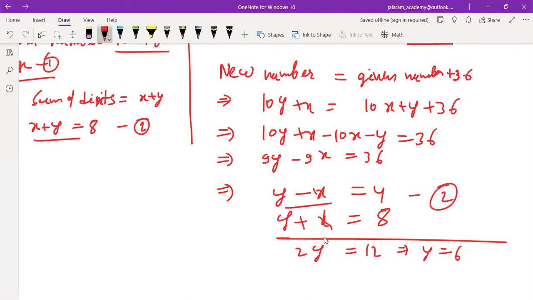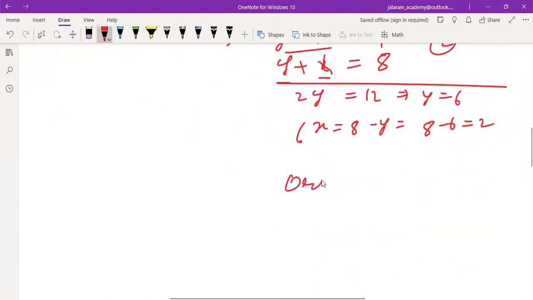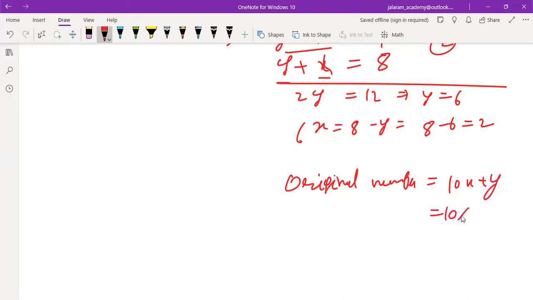So if we substitute it, all the steps I am doing directly. 8 minus y, so 8 minus 6 equals 2. So the original number which we have to find, in the question we always have to find the original number, is 10x plus y. So the digit at tens place is 2, digit at ones place is 6. So the number is 20 plus 6, 26 is the answer.